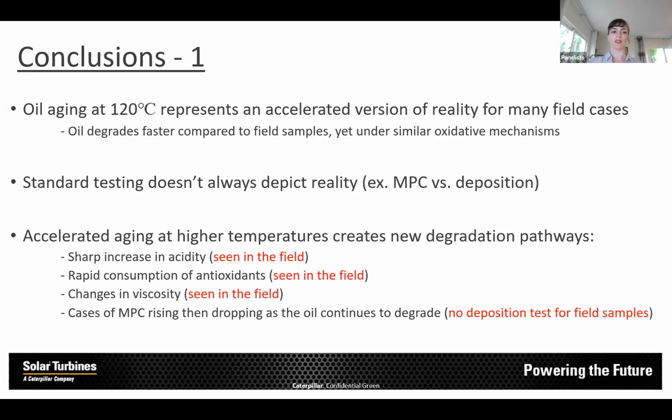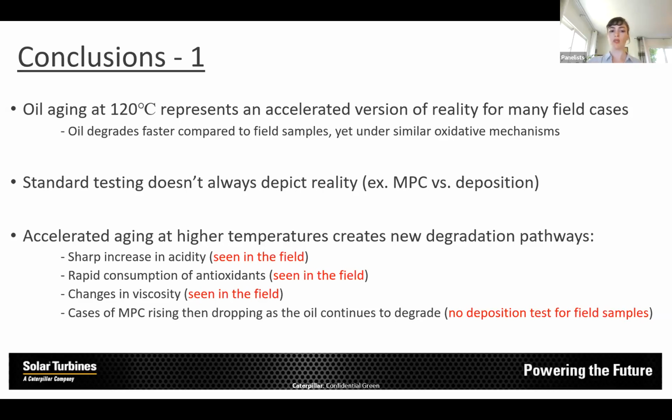In addition to that, one good lesson from this is that accelerated aging at the higher temperatures does tend to create new degradation pathways. As we saw in more than one example, sharp increases in acidity, which we do see in the field. So we know that some of these degradation pathways are happening in real life, not just in these fun experiments that we are running. A rapid consumption of antioxidants, again, we do see examples of this in the field. Changes in viscosity, though rare, they do happen. And I tend to see it as a lagging indicator of severe degradation of the oil.